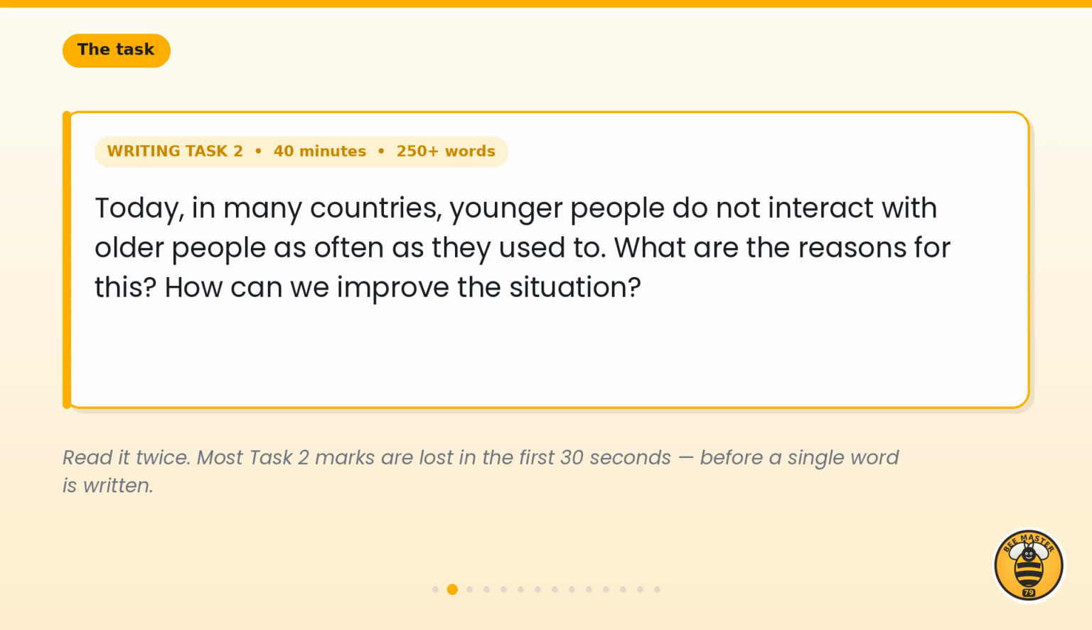Here is the task. Today, in many countries, younger people do not interact with older people as often as they used to. What are the reasons for this? How can we improve the situation? Read it twice before you write anything. Every mark you lose in task 2 is usually lost in these first 30 seconds.